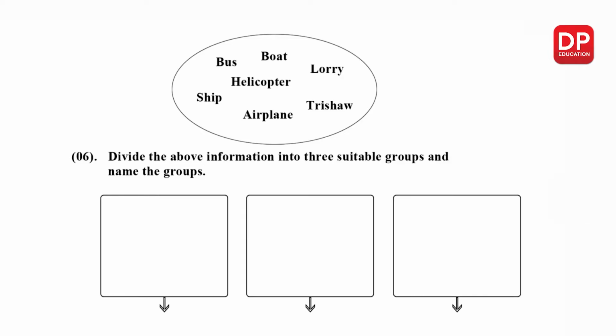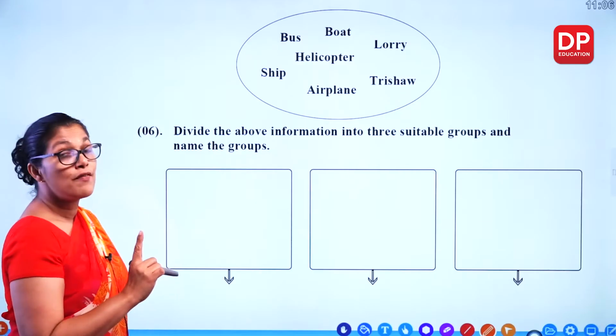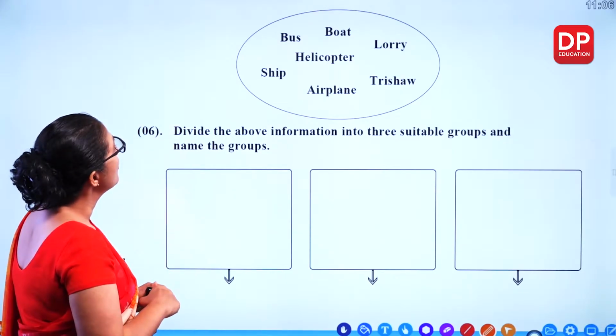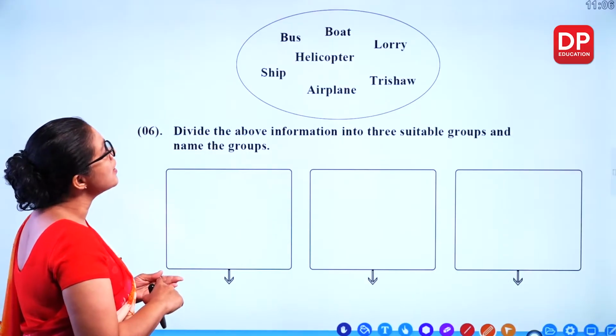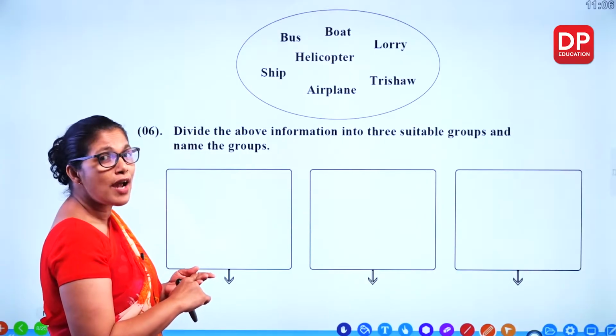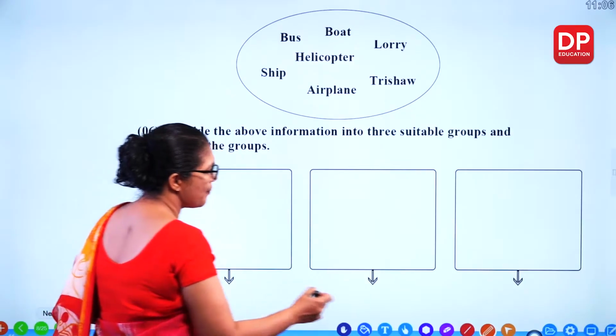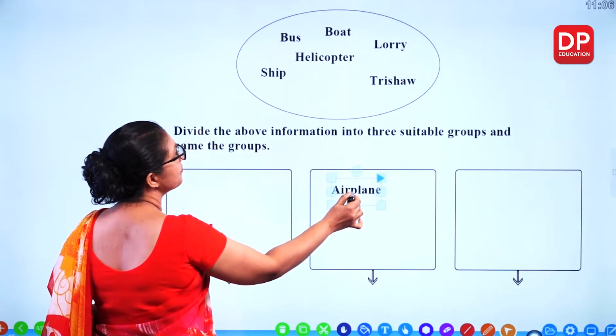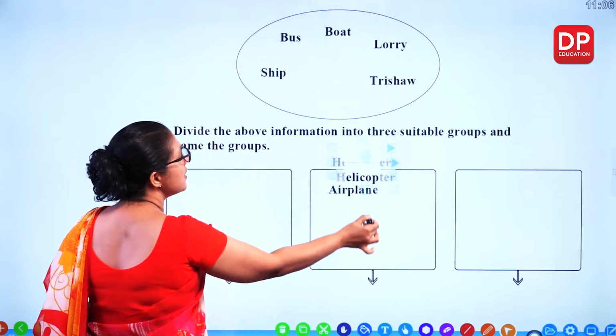Look at this one. Divide the above information into three suitable groups. We have to divide into three groups. Bus, ship, helicopter, airplane, boat, lorry, trishaw. What can you say? I'll take airplane and helicopter in one group.